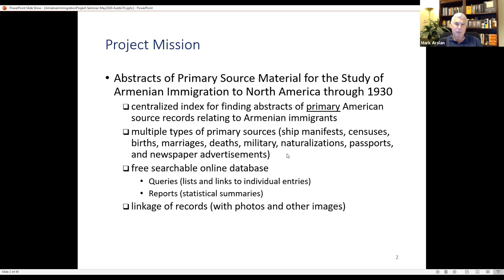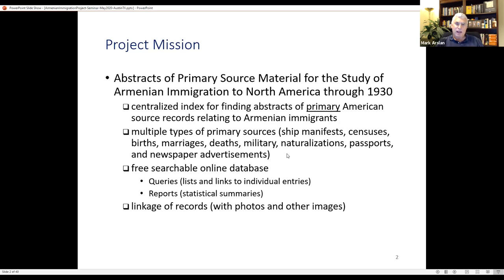So what I've done is I've taken the data and put it into a centralized index, which is available on the internet for free. I'm going to give you the links to that, and then we're going to show you how to get in there and search for records.